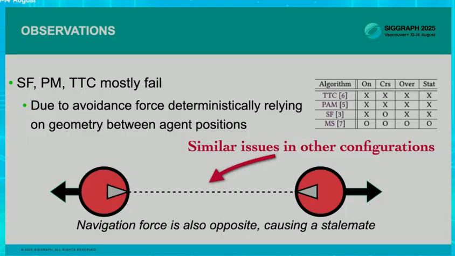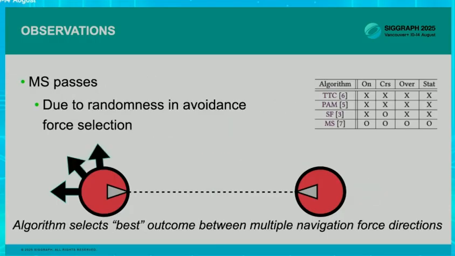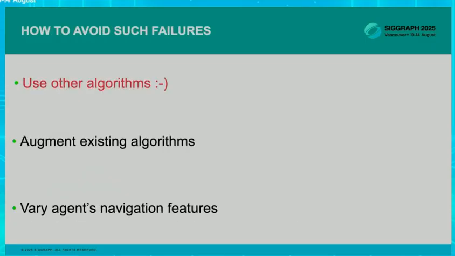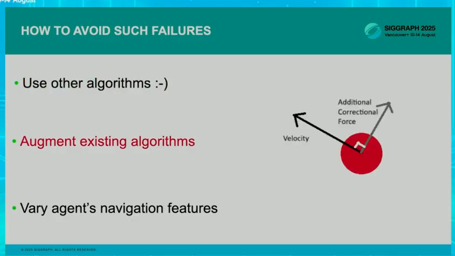This also appears again in different configurations, geometry-wise. The MS algorithm passes because there's some sort of randomness in its behavior. So instead of just deterministically applying the opposite force, it actually chooses between a couple of options, and selects the best one between them.